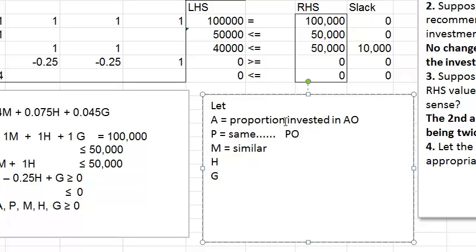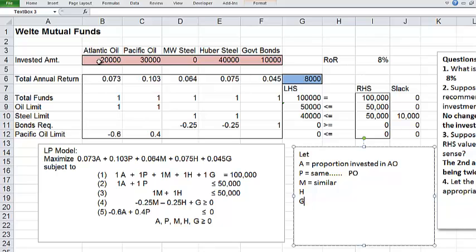Proportion means a fraction. So if we have $100,000 and we invest $20,000 in Atlantic oil, that means 20% of the 100,000. So it's 0.2. So then A would be 0.2. Similarly, proportion invested in Pacific oil is 30,000 divided by 100,000, and that's 0.3 or 30%. So those fractions or the percentages are what we are trying to get here.